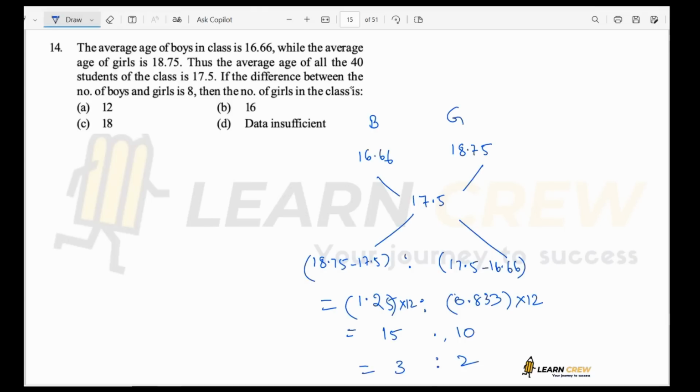Now it is given the difference between boys and girls. How much? 1 part or not? 3 parts boys are there, 2 parts girls are there. So the difference is 1 part. That 1 part is given as 8. Number of girls are how many parts? 2 parts. So 2 parts should be 16. So the answer is 16.